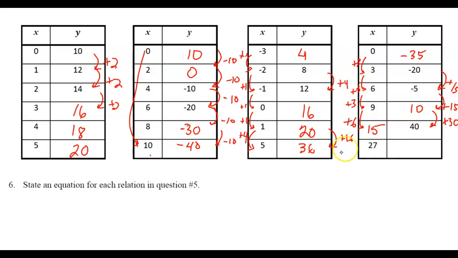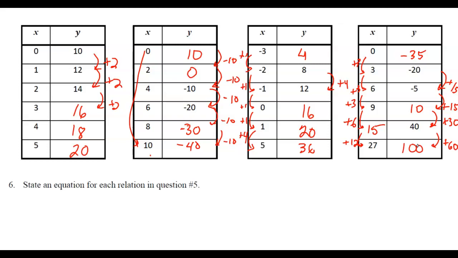Okay, just going to erase this from the other because it gets a little bit confusing there. And now from 15 to 27 is what, up by 12? Okay, so if the last was up by 6 and this is up by 12, I've got to do twice 30, which is 60. Okay, so that's going to be 100.